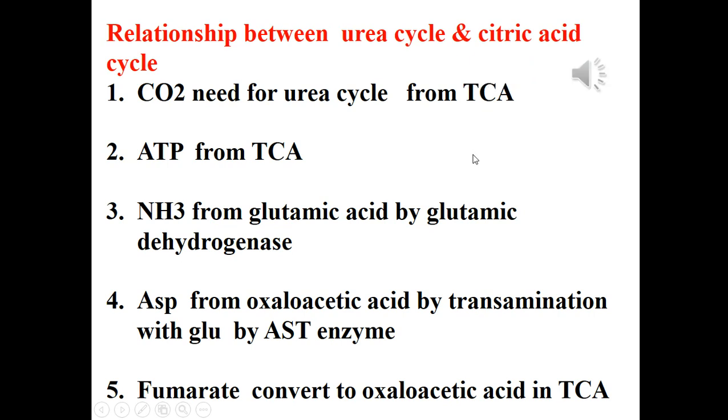Now, the relationship between the urea cycle and the citric acid cycle. First, CO2 needed for the urea cycle comes from the Krebs cycle. ATP also comes from the Krebs cycle. Ammonia comes from glutamic acid by glutamate dehydrogenase. Aspartic acid comes from oxaloacetic acid by transamination with glutamic acid by the aspartate transaminase enzyme. And finally, fumarate will be converted to oxaloacetic acid in the Krebs cycle.